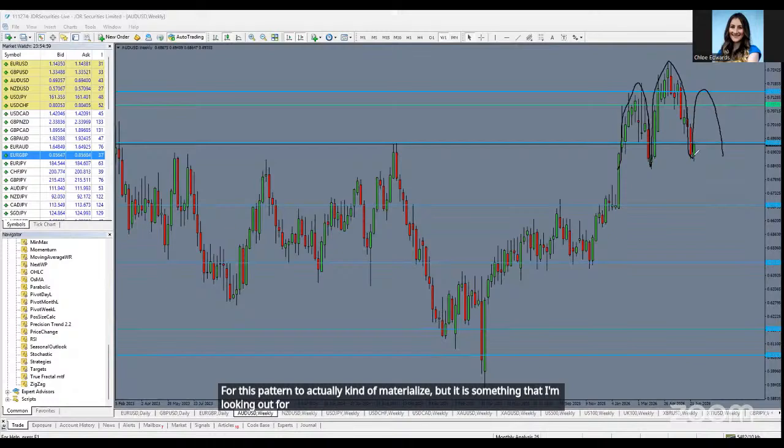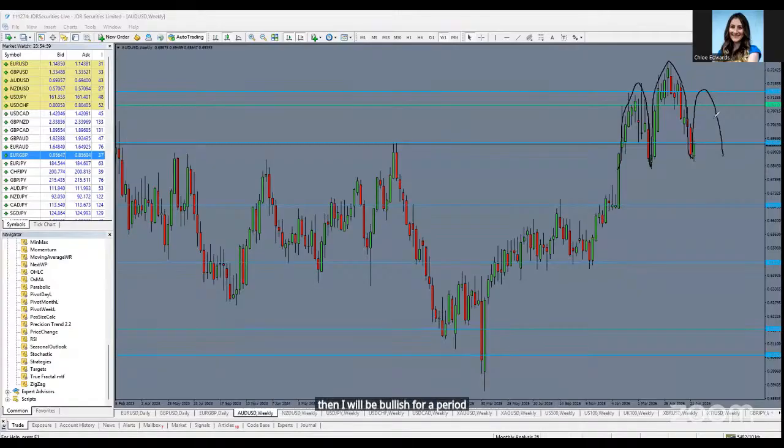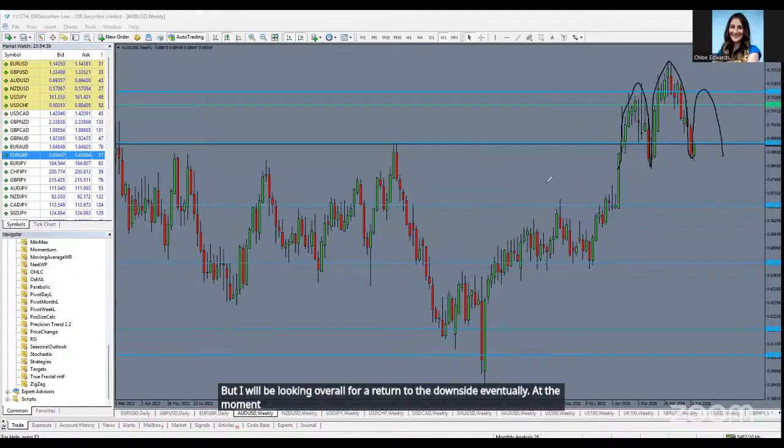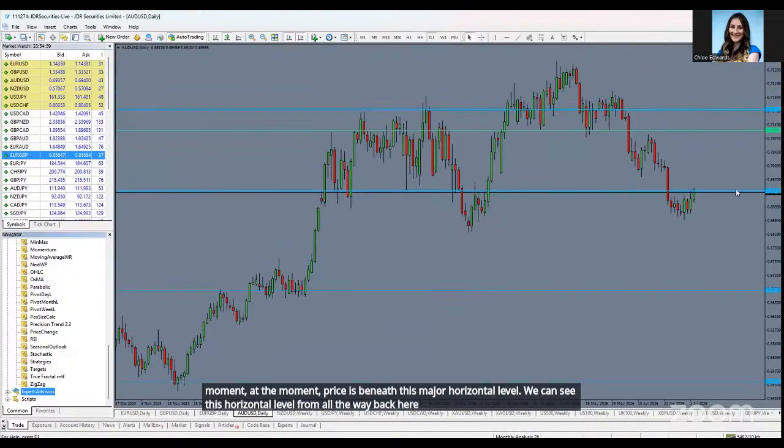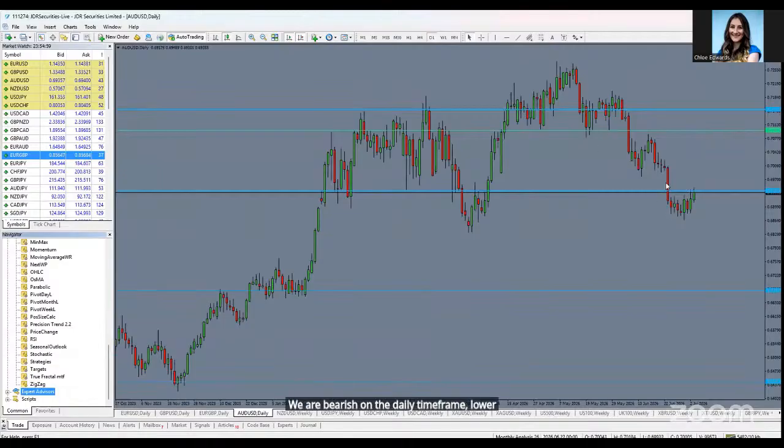So if price does pull back above this horizontal level, then I will be bullish for a period, but I will be looking overall for a return to the downside eventually. At the moment, price is beneath this major horizontal level. We can see this horizontal level from all the way back here. So we're beneath there. We are bearish on the daily time frame, lower highs and lower lows. Price has pulled back to the horizontal level.